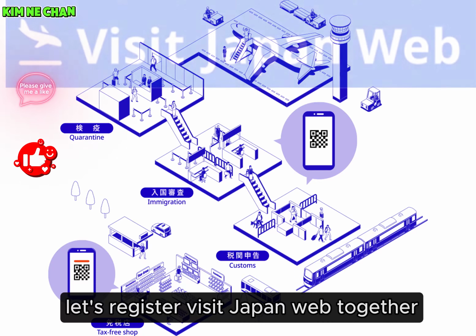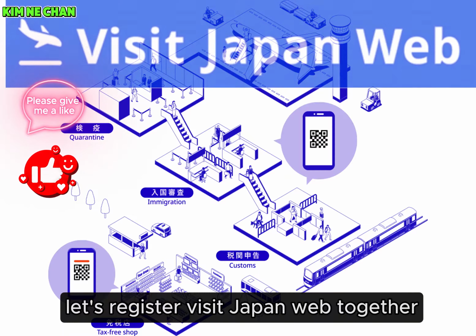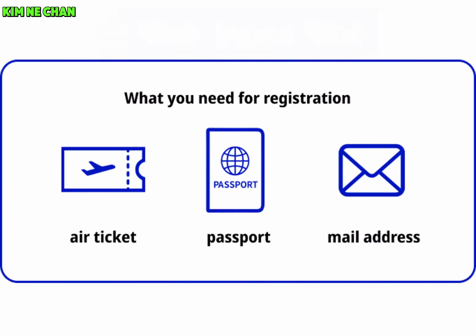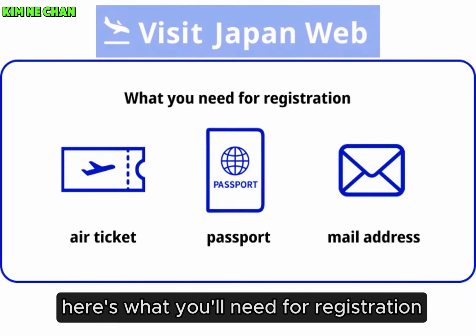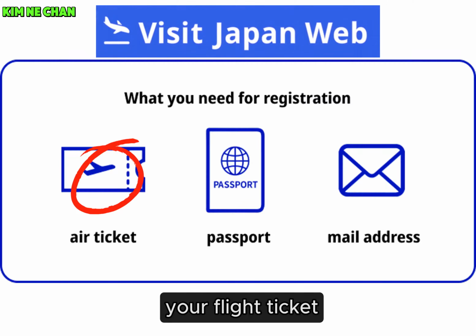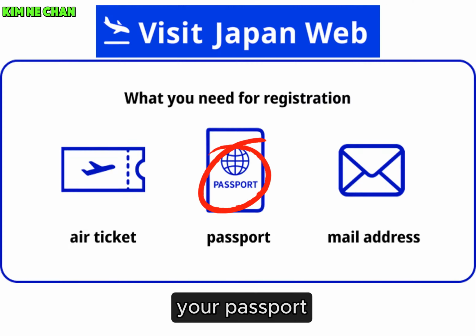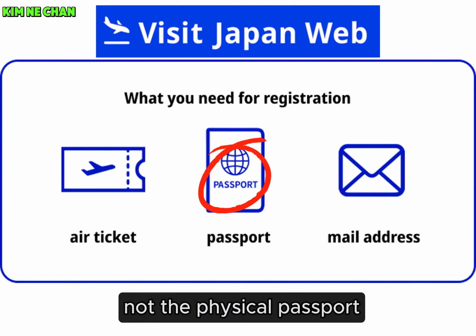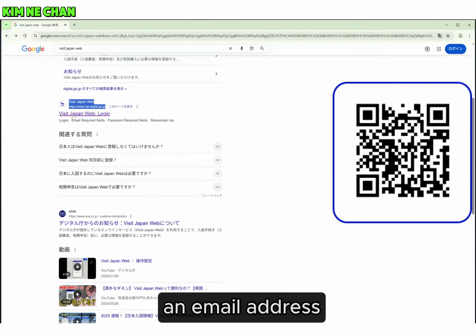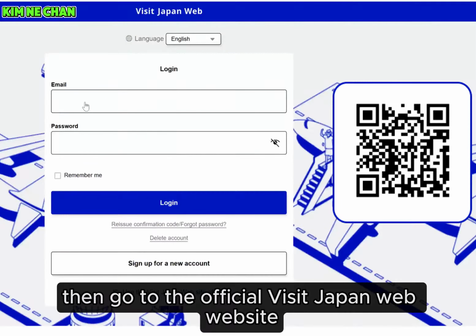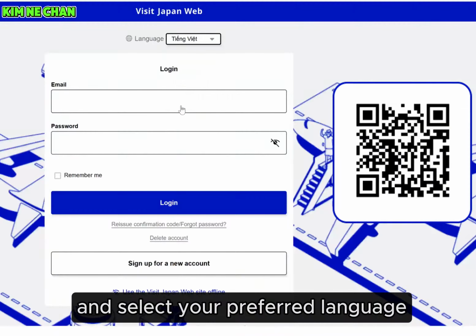Let's register. Visit Japan Web together. Here's what you'll need for registration: your flight ticket, your passport, just the information, not the physical passport, an email address. Then, go to the official Visit Japan Web website and select your preferred language.